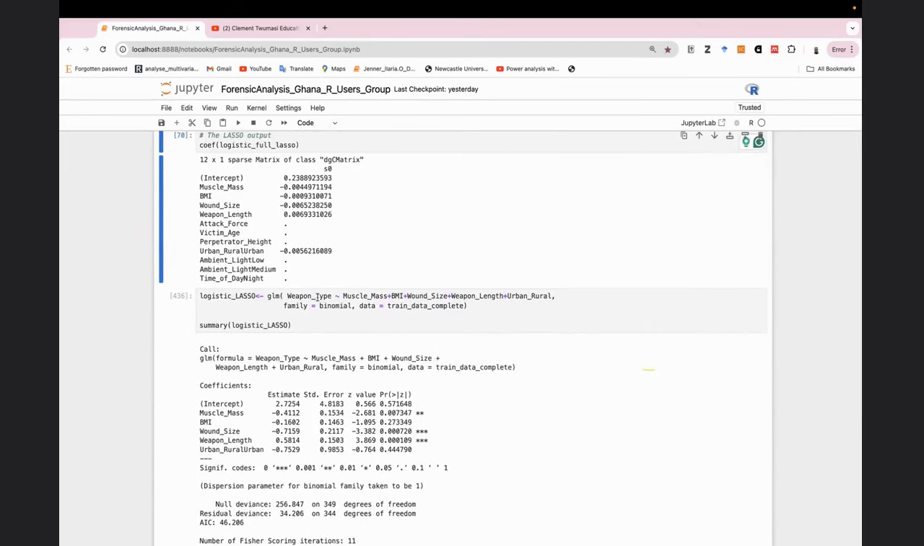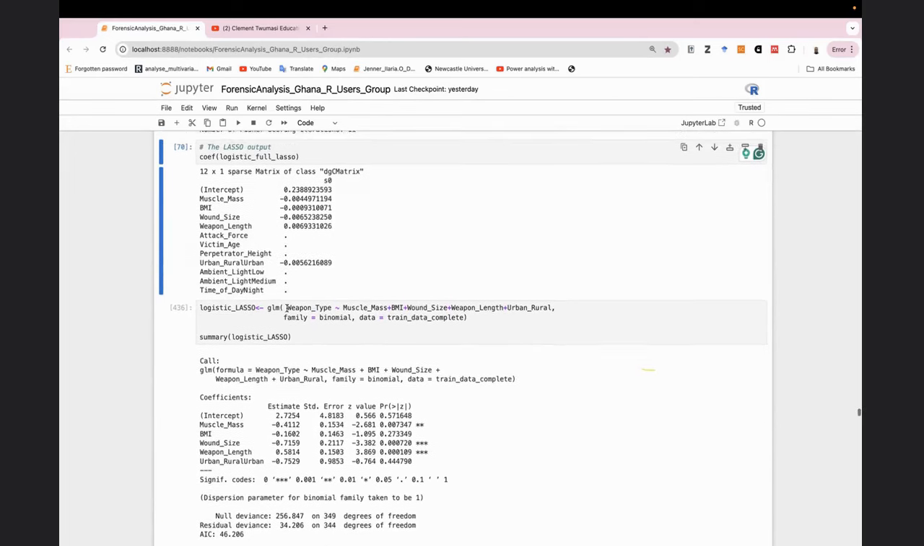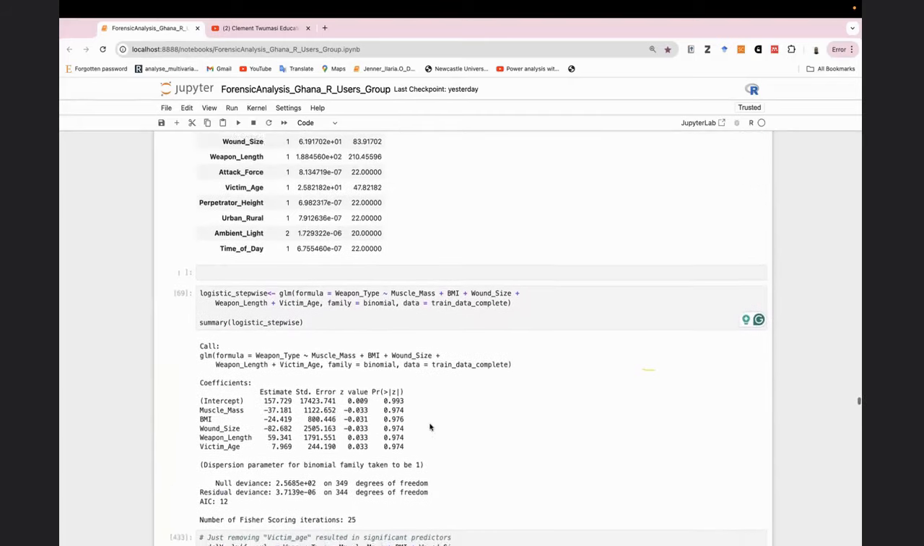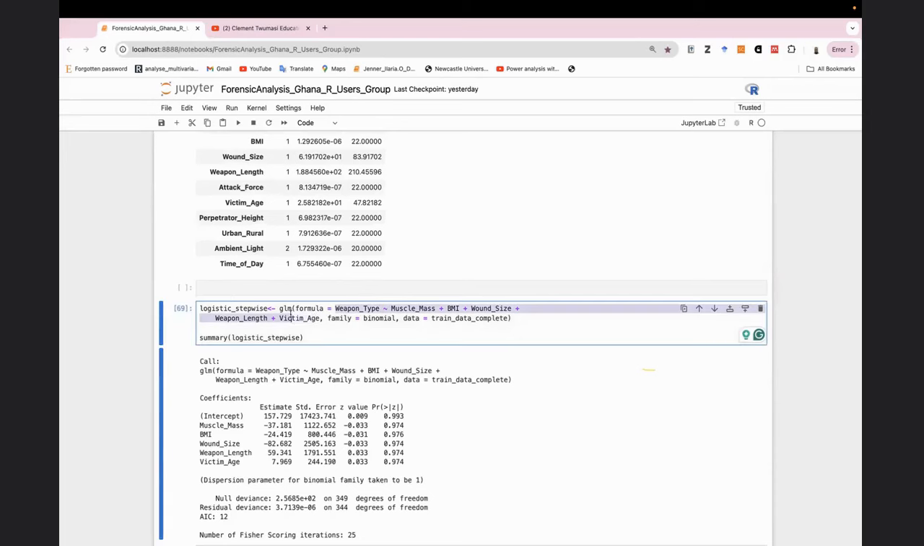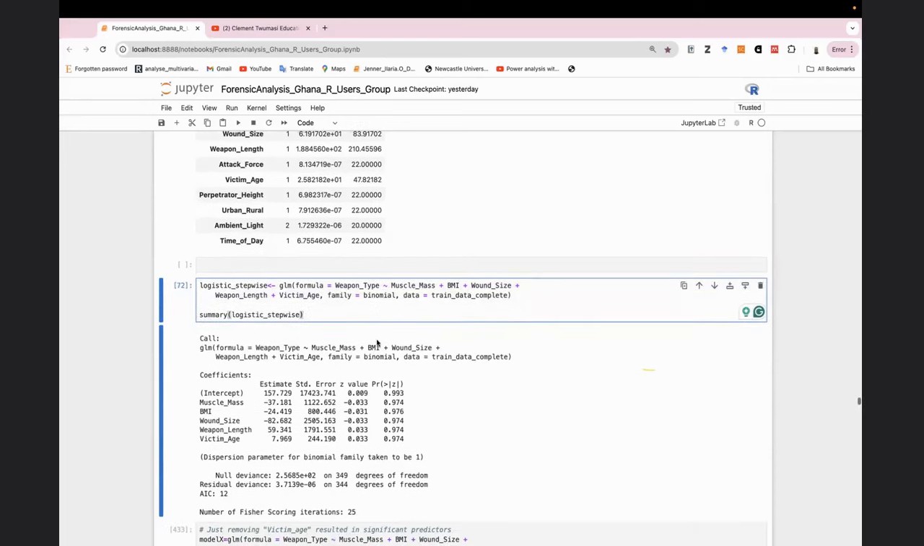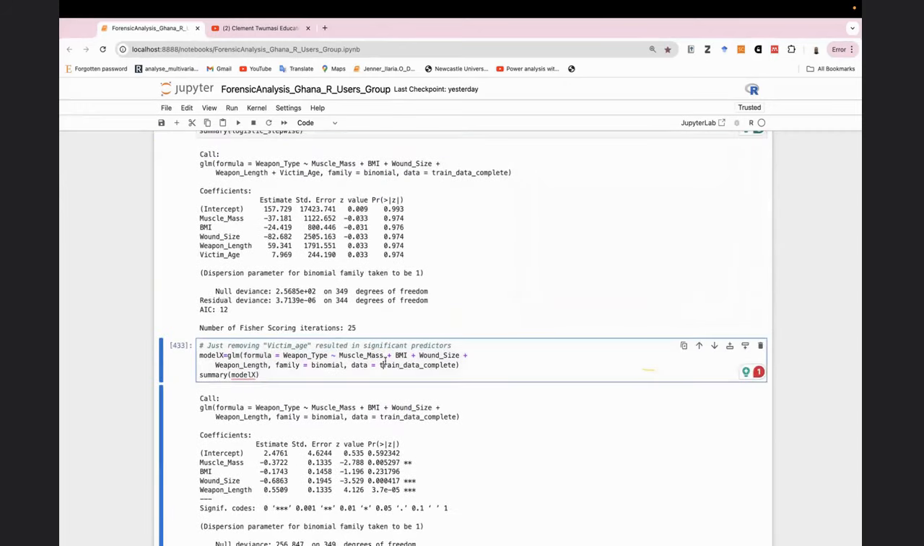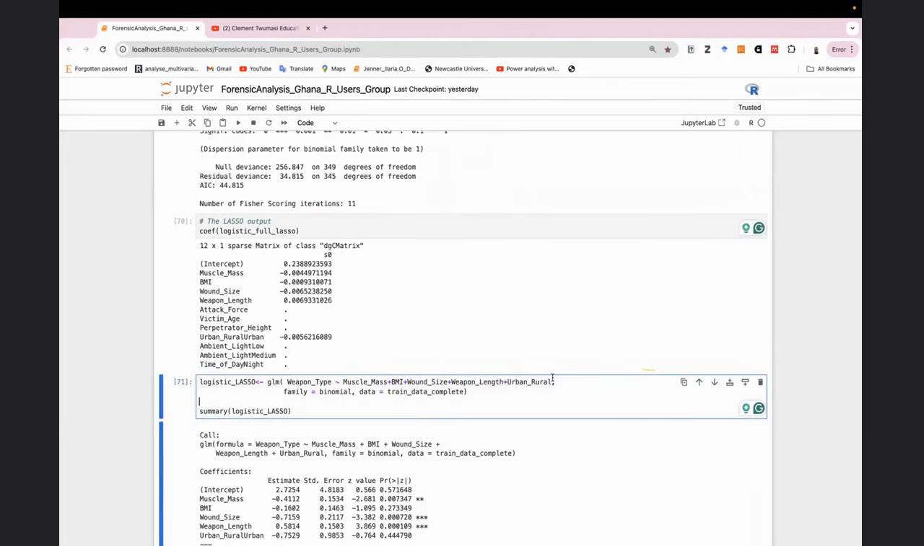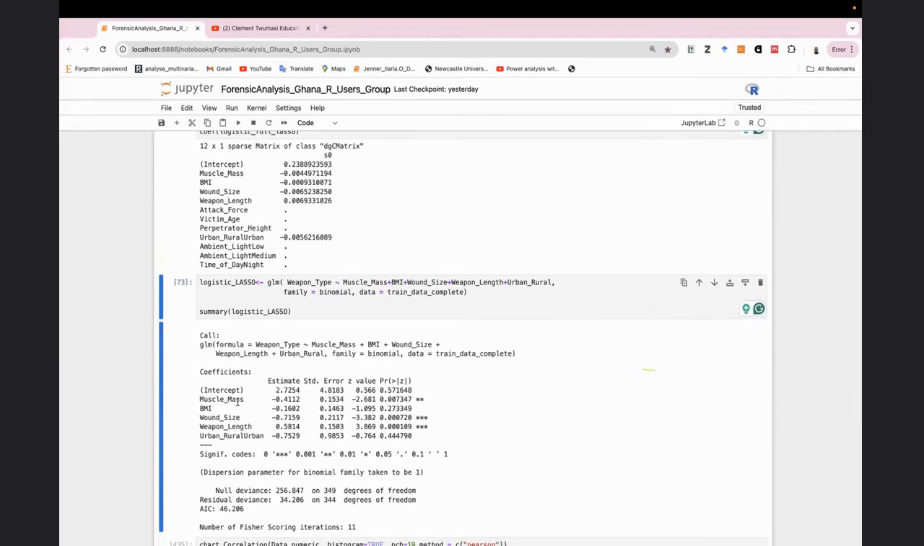Okay, so now we are also fitting the model based on the Lasso. You notice that when you fit the model based on all the options Lasso gave, we automatically still see significance. But when you fitted the model based on all that the stepwise regression gave, we didn't see any significance until we chose to take one of the variables out. But for the Lasso, the moment we included all the things it suggested, we were able to achieve significance. So it was able to conclude muscle mass as significant, the wound size as significant, and the weapon length as significant. It didn't conclude BMI and rural areas as significant.